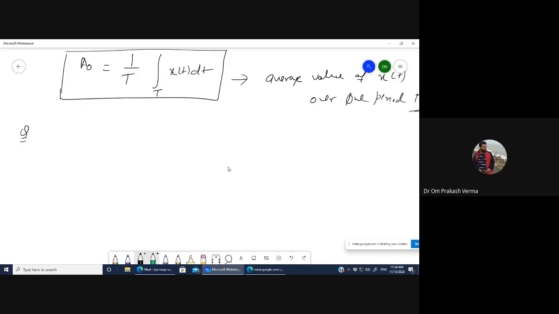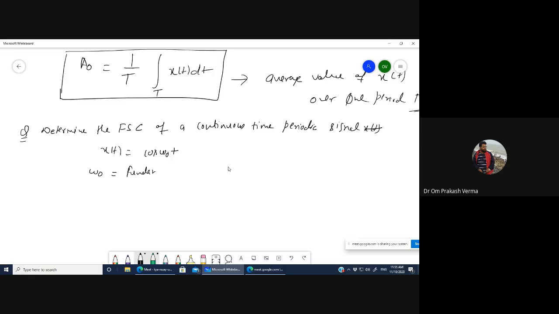Let's say I have to determine the Fourier series coefficient of a continuous time periodic signal x(t) equals cos omega naught t, where omega naught is the fundamental frequency. So we have to find the Fourier series coefficient for this. It is a very simple example, right?